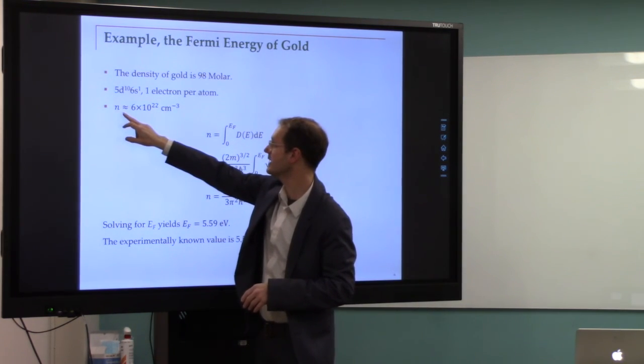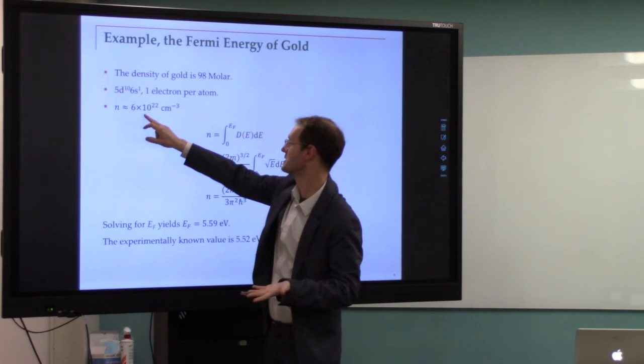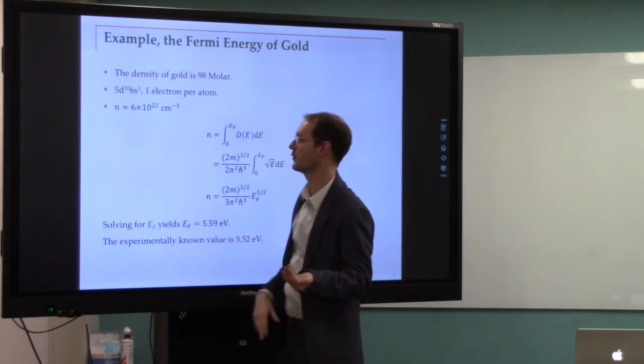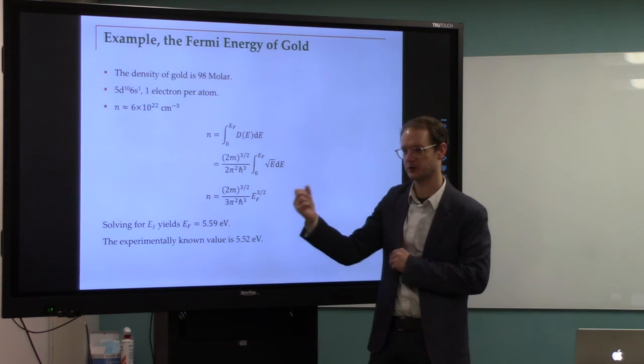And that means that n is approximately 6 times 10 to the 22 per cubic centimeter, right? So it has the density of 1 electron per gold atom.